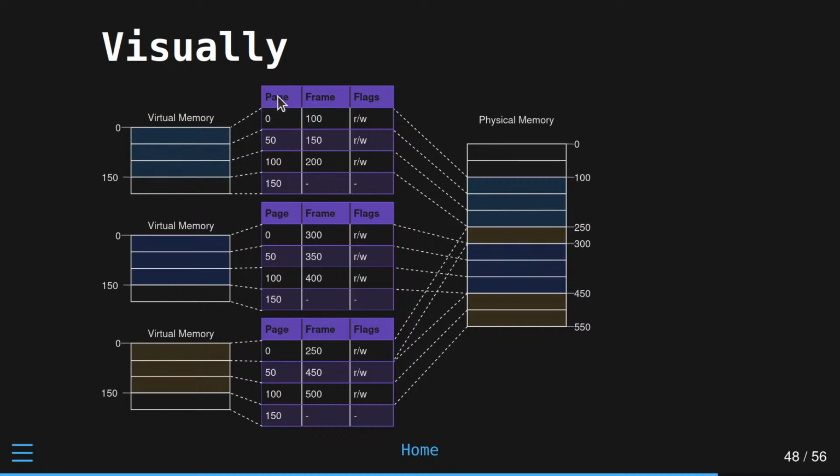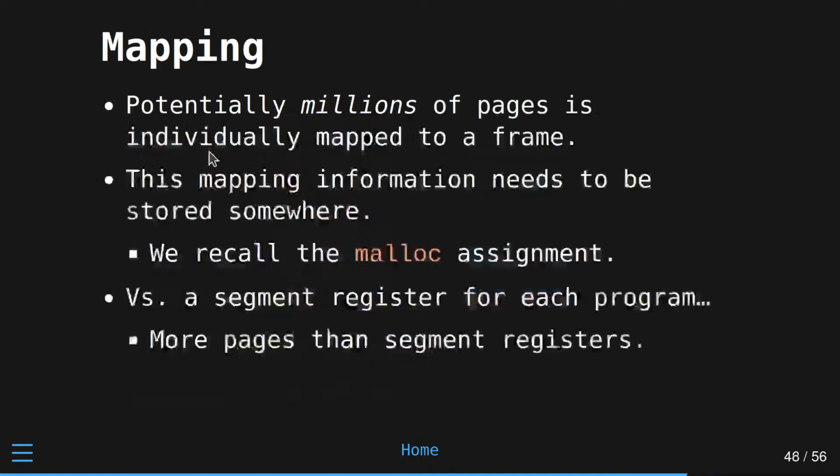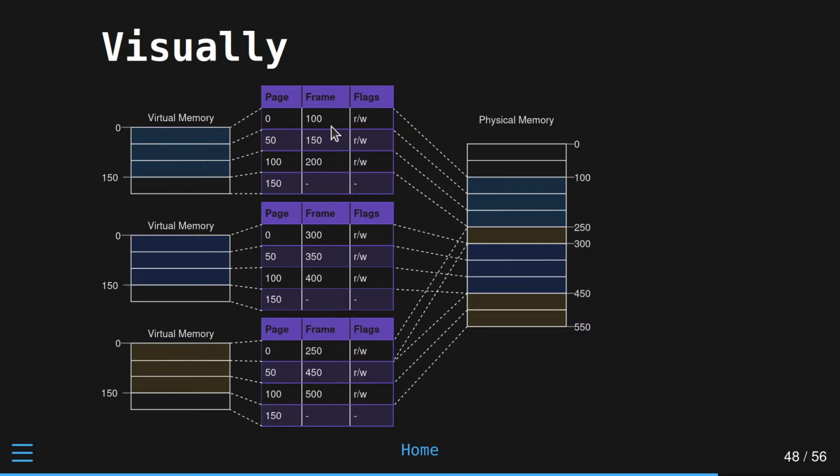Pages are the virtual name. Frames are the physical name. So virtual page 0 maps to frame 100. So that's this line. And then there's permission flags or whatever. You can put whatever sort of metadata in here you want.